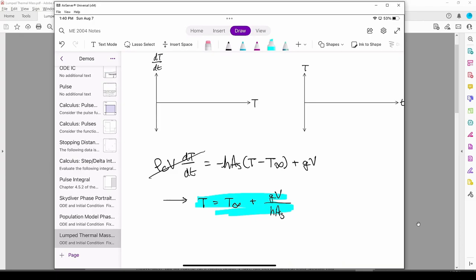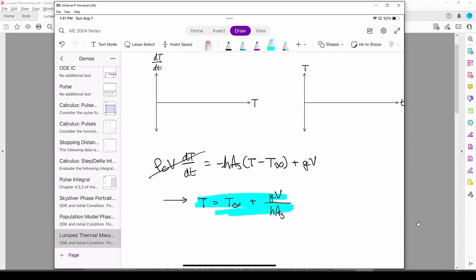When we set dT/dt equal to 0, we get T equals T infinity plus G over hA. This tells us that the steady state temperature is proportional to the external heat source G and inversely proportional to the heat transfer coefficient h. If G equals 0, then the steady state temperature is just the ambient temperature T infinity. This is akin to taking something out of the oven or freezer and letting it cool off or thaw, respectively.